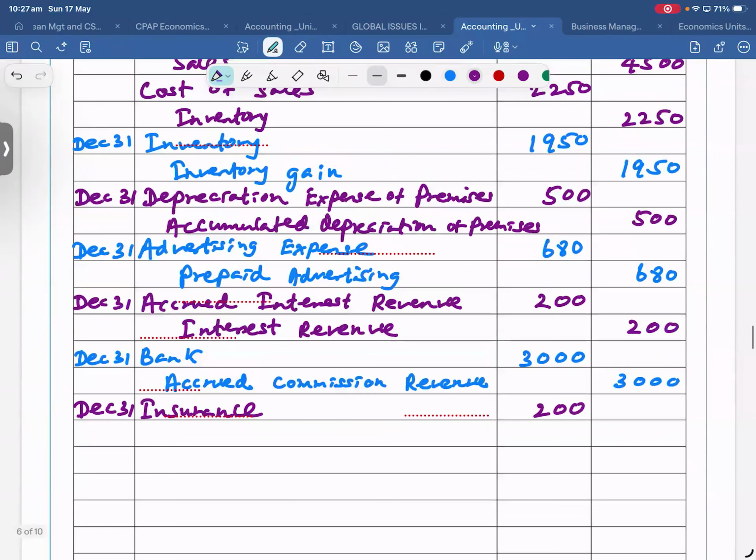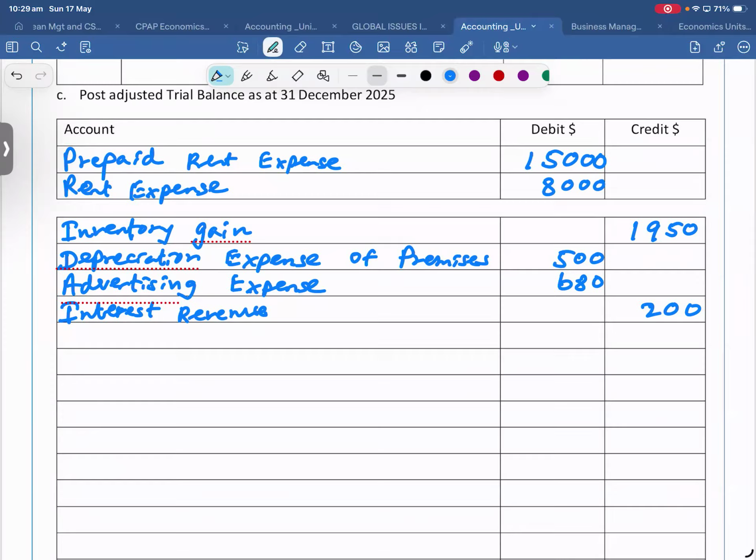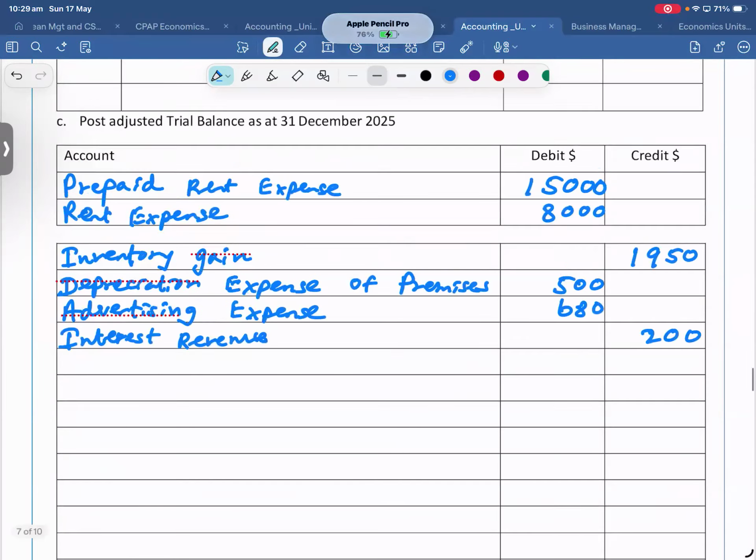Last one in this page. Read that. Wait, so could you go to post adjusted? Which one? Post adjusted? Yep. Also, do we not add the other one? Which one? Next to the insurance expense. No, because they are already in the pre-adjusted. I didn't write it here. Yeah. Yep.